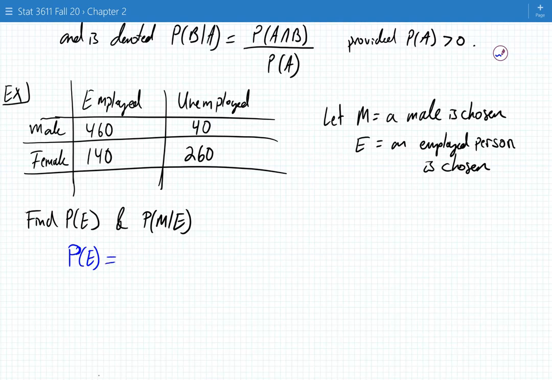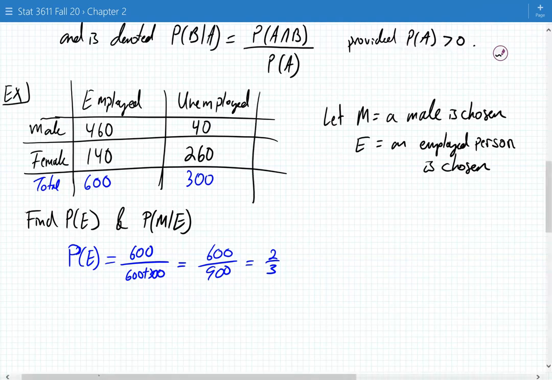Let's take a look here. Well, how many employed people are there? There's 460 males and 140 females, so we could do a quick subtotal here. That's 600 total there. How many are unemployed? 40 plus 260 is 300. So there are 600 employed, and there are 600 plus 300 total people, or 900. So we're looking at 600 out of 900, or there's a 2/3 chance that we select someone at random, we'll get an employed person. All right.